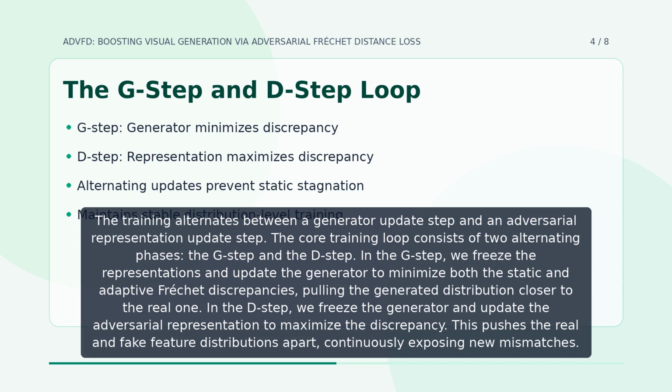The core training loop consists of two alternating phases, the G step and the D step. In the G step, we freeze the representations and update the generator to minimize both the static and adaptive Fréchet discrepancies, pulling the generated distribution closer to the real one. In the D step, we freeze the generator and update the adversarial representation to maximize the discrepancy. This pushes the real and fake feature distributions apart, continuously exposing new mismatches.